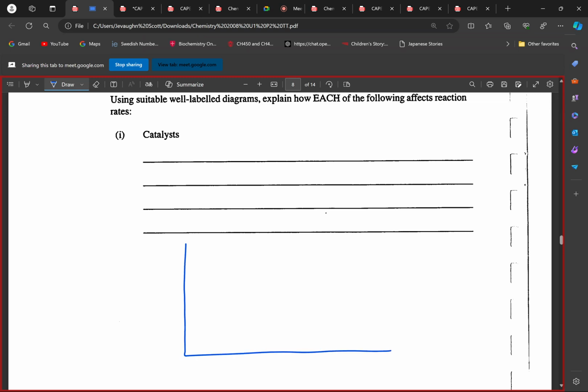We have the concentration of catalyst increasing on our x-axis. So we're going to have our catalytic concentration, and here we have the rate. So how does the rate increase with the concentration of catalysts? We're going to have something like this. Does that graph look familiar?